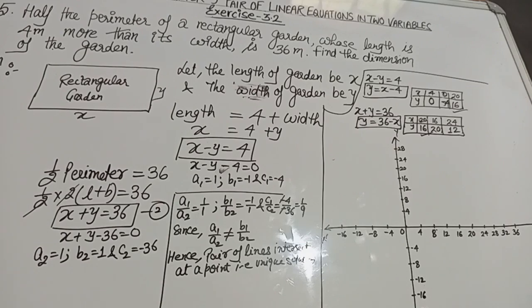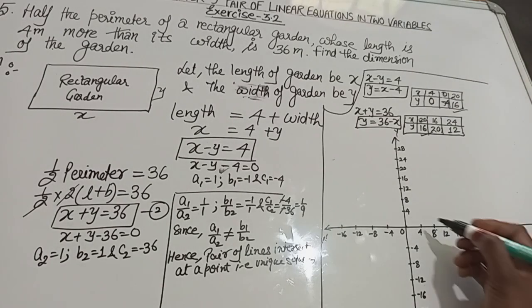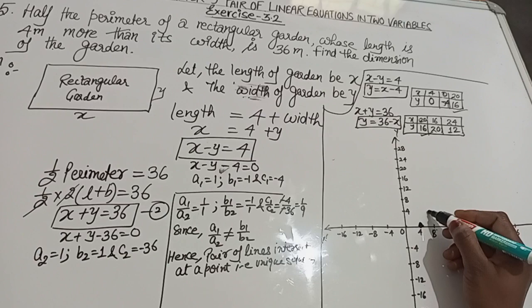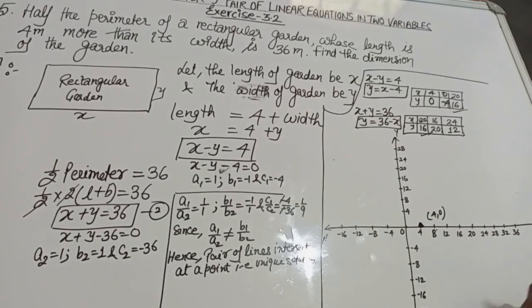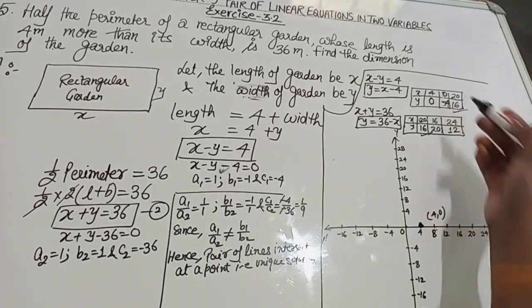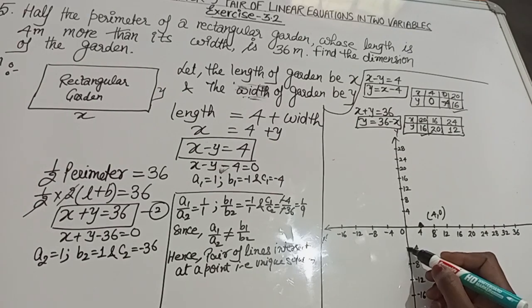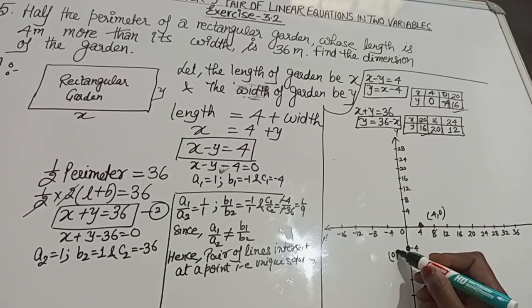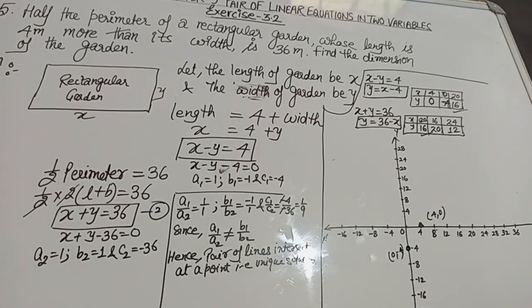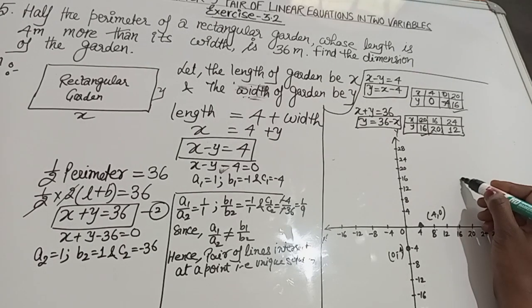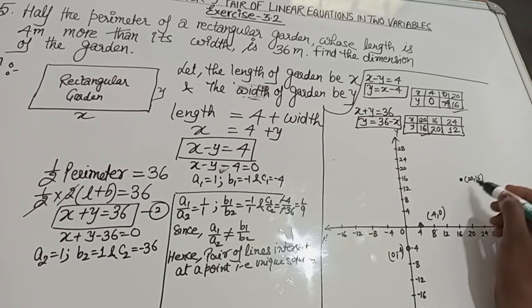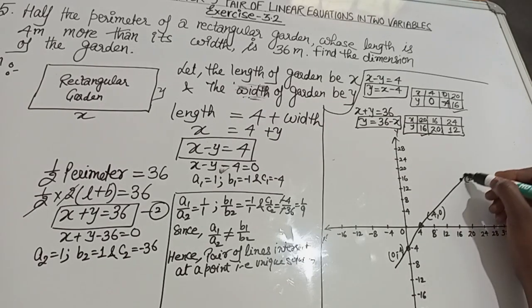Okay, let's plot it. So 4 and 0 is here. Next, 0 and minus 4 is here. Next is 20 and 16. So 20 is here and 16 is here.